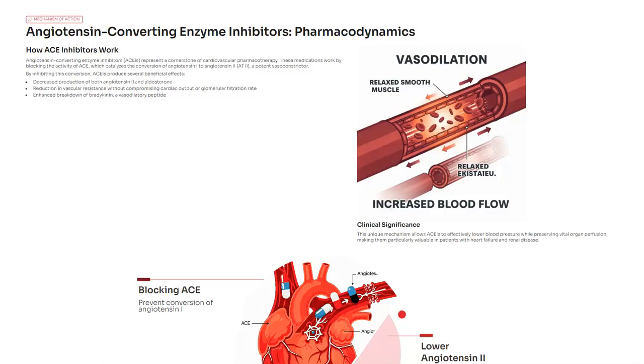So pretty much it blocks the ACE or prevents the conversion of angiotensin 1. It helps with vasodilation, relaxing those smooth muscles. So why is this clinically significant? Because that unique mechanism allows the ACE inhibitors to lower blood pressure while preserving vital organ perfusion. And it makes them really valuable for patients who have heart failure and those with renal disease.